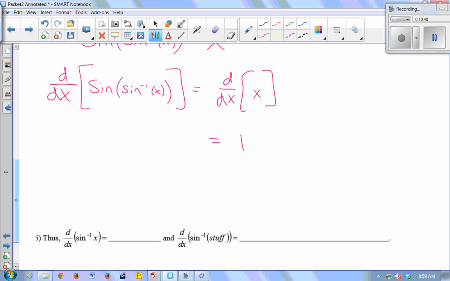Okay. And then the other side, this is a composition, right? So I'm going to have to do the chain rule. So this is the sine of some stuff. What is the derivative of the sine of some stuff? Cosine of that stuff. Cosine of the inverse sine of x times the derivative of the stuff, right? But that's what I don't know. I don't know what the derivative of inverse sine is. So I'm just going to write it as d dx of the inverse sine of x.